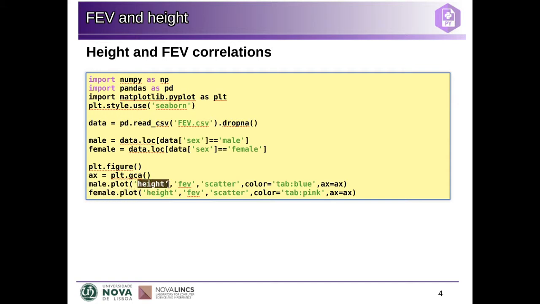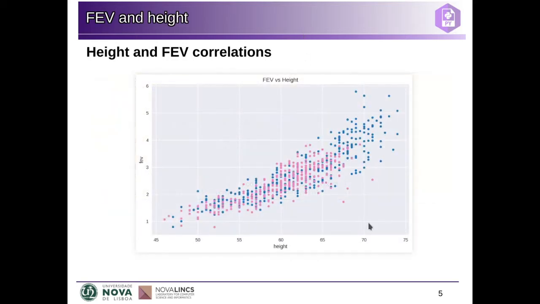So we're going to plot on the x-axis the height column, on the y-axis the expiration volume, and we're going to use a scatter plot. I'll follow the usual convention of blue and pink. This is a bit stereotypical, but it's easier to understand. I'm going to plot the male subjects blue and the female pink, and we have the chart here. So we see that there is an obvious correlation between height and lung capacity. This is evident. Larger subjects tend to have larger lungs.